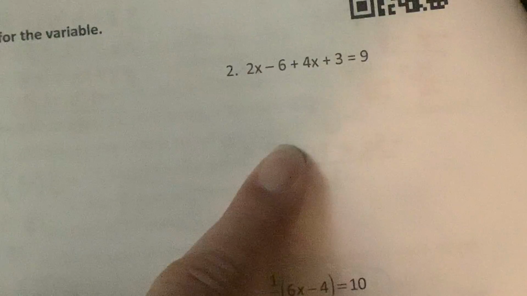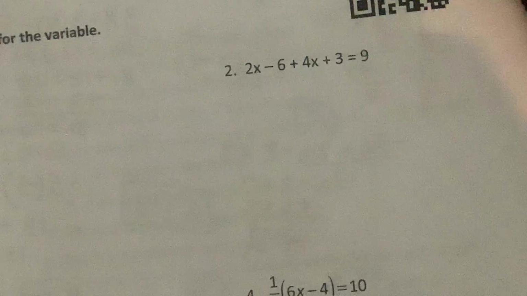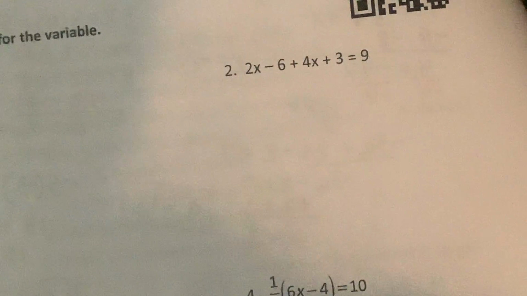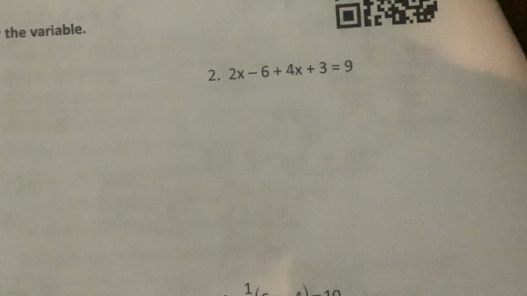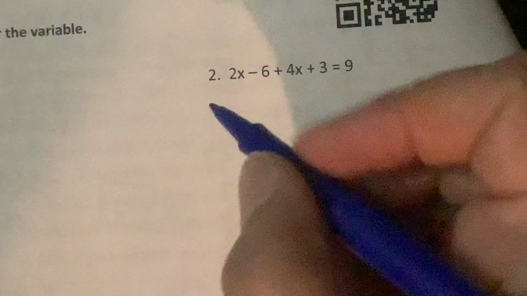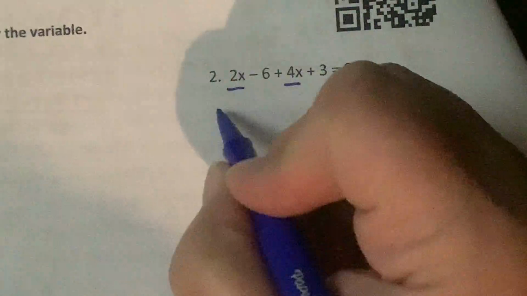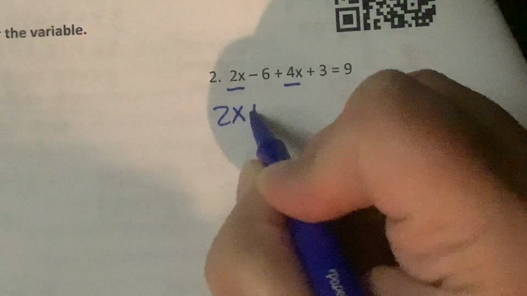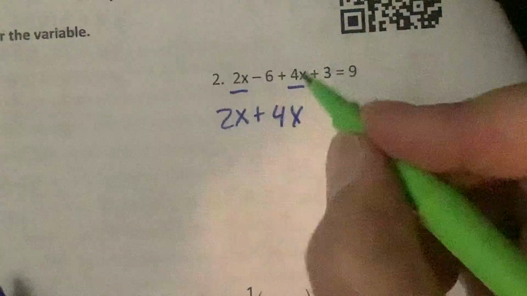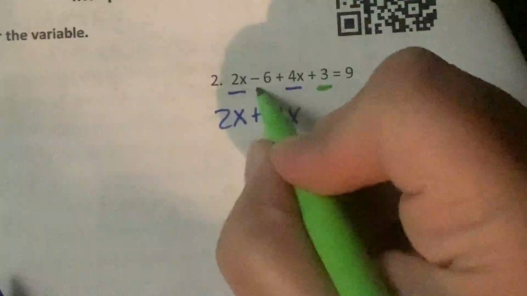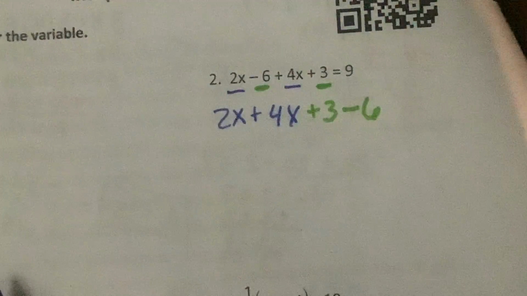Okay, the next one. Let's take a look at this. Now, wishing that my red pen would work a little better, let's combine some like terms. I'm going to rewrite this so that all my like terms are together. Makes it a little easier for me. So I have here 2x plus 4x, and I have 3 minus 6. So those are my like terms.